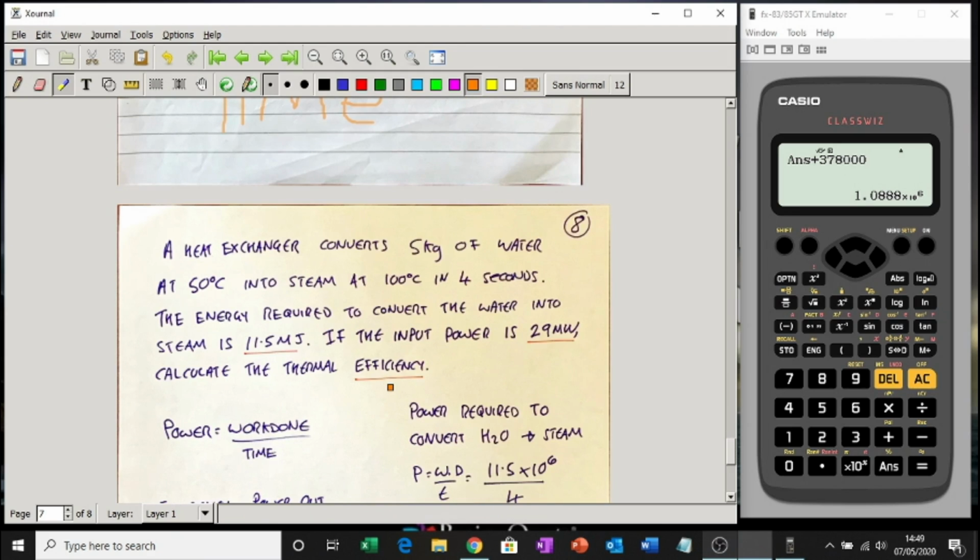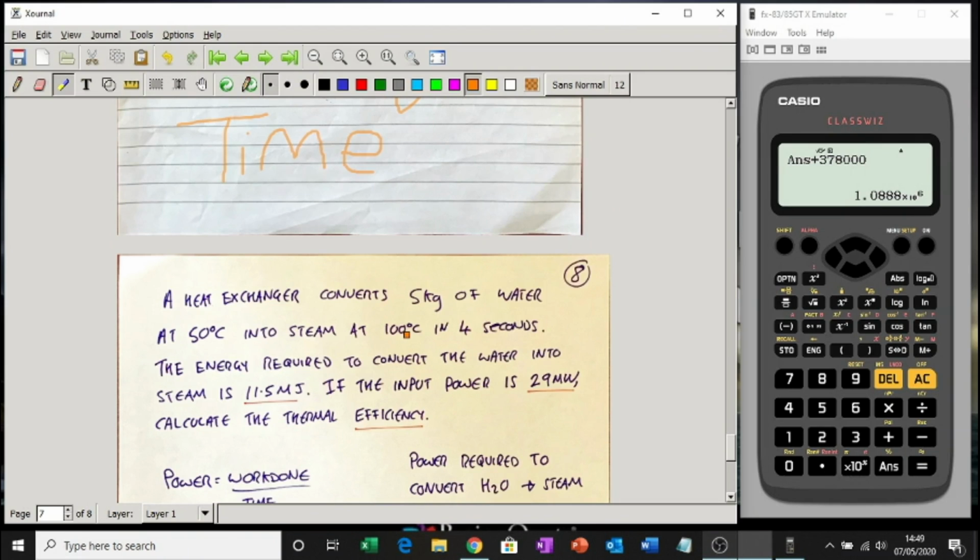And here it is. So, heat exchanger. We need to convert 5 kilograms of water at 50 degrees C, more tea please, into steam at 100 degrees C in 4 seconds. The energy required to convert the water into steam is 11.5 megajoules. If the input power is 29 megawatts, calculate the thermal efficiency.